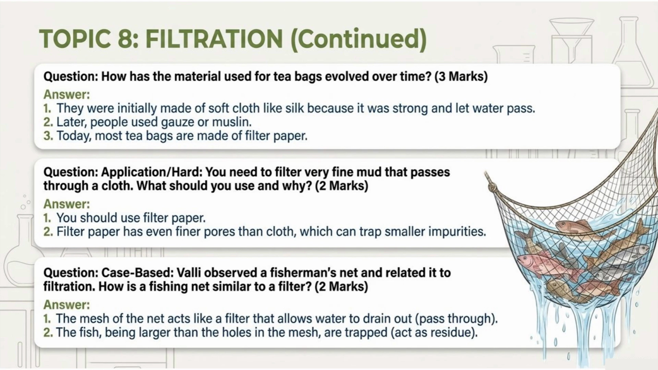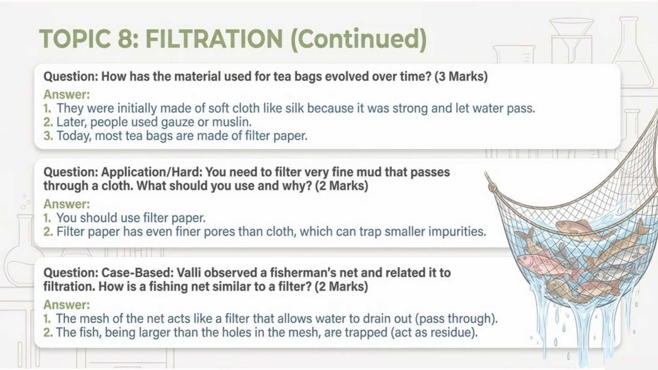Question. Application, hard. You need to filter very fine mud that passes through a cloth. What should you use and why? Answer. You should use filter paper. Filter paper has even finer pores than cloth, which can trap smaller impurities. Question. Case-based. Valli observed a fisherman's net and related it to filtration. How is a fishing net similar to a filter? Answer. The mesh of the net acts like a filter that allows water to drain out. The fish, being larger than the holes in the mesh, are trapped and act as residue.